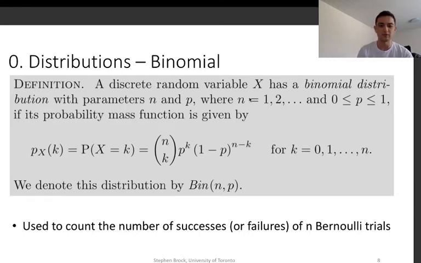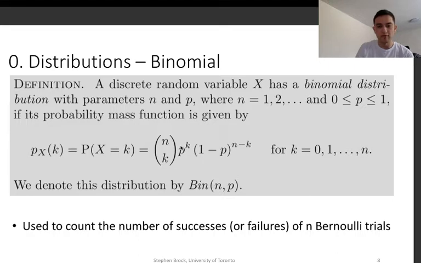We denote this distribution by binomial of n, p, and this is used to count the number of successes or failures of n Bernoulli trials. I'm not going to talk too much about the binomial distribution, but it's very similar to the Bernoulli distribution, except you're just repeating the trial n times and seeing how many successes you get over n trials. Understanding this formula is not too complicated.